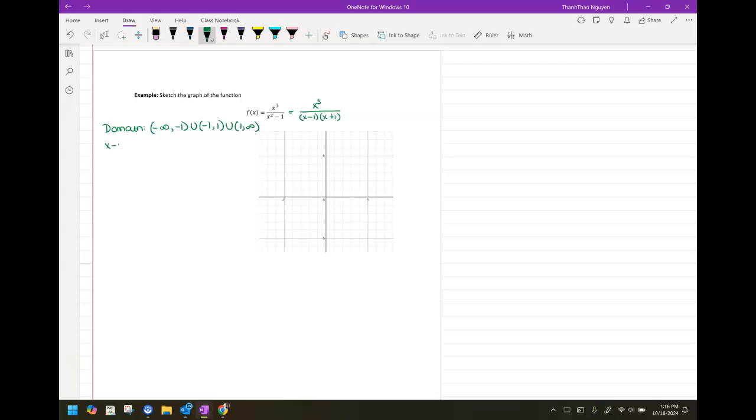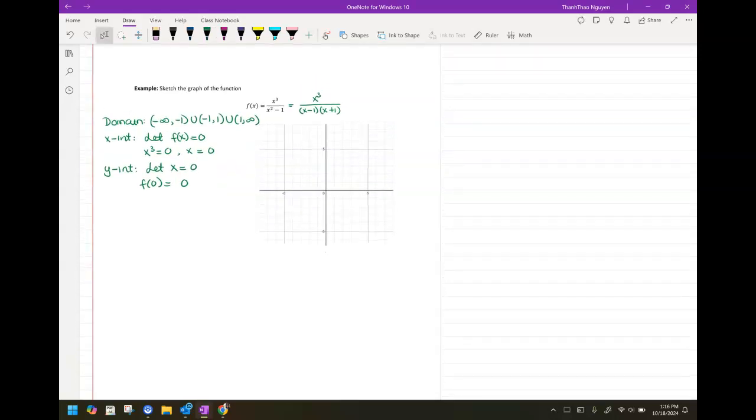The x-intercept: let f of x equal 0. This means x to the third equals 0, so x equals 0. Y-intercept: let x equal 0. So f of 0 is equal to 0. So here the x-intercept is (0, 0), and the y-intercept is also (0, 0).